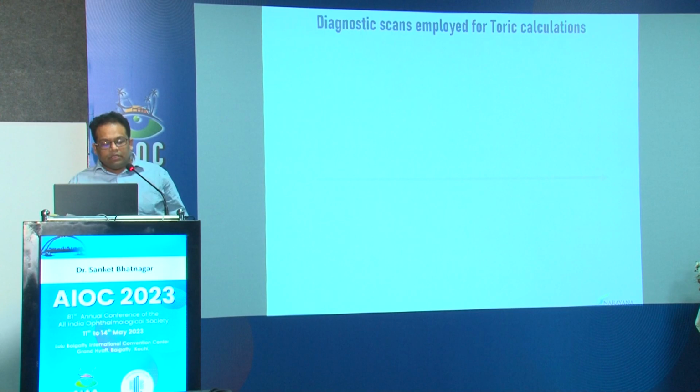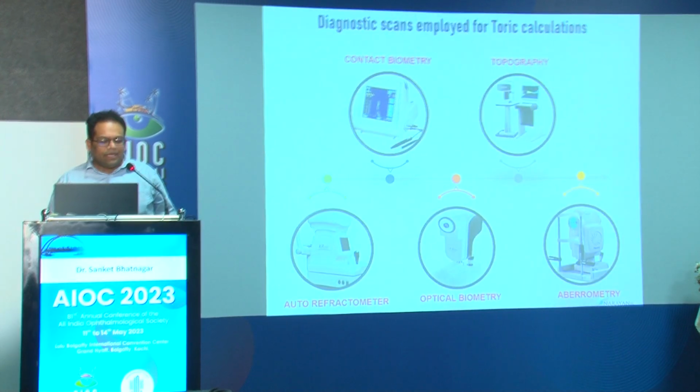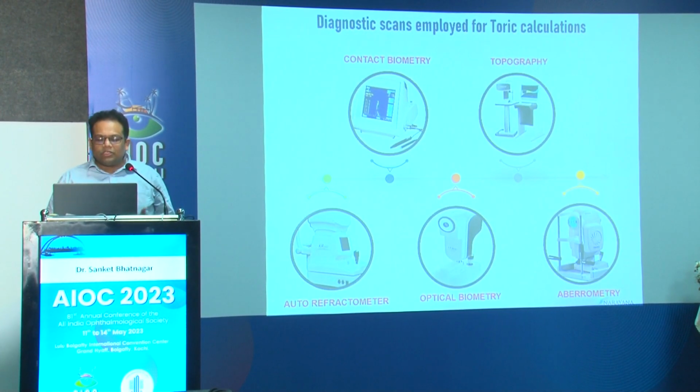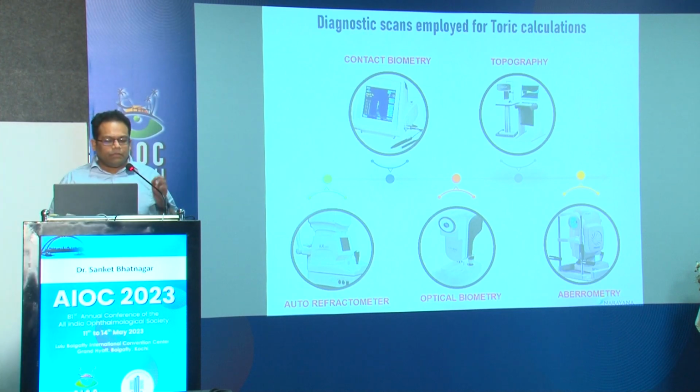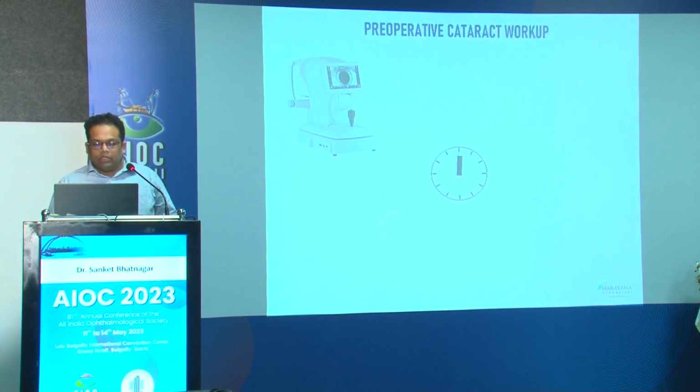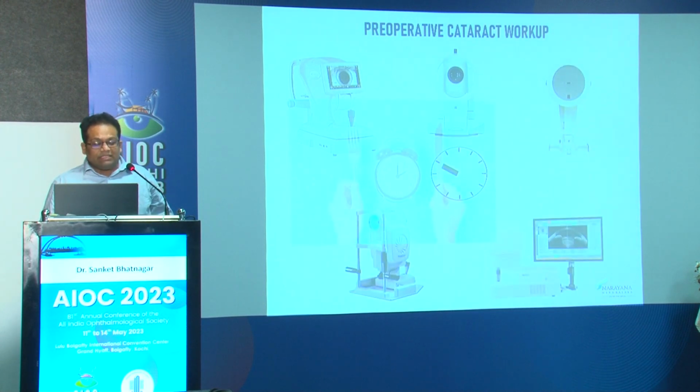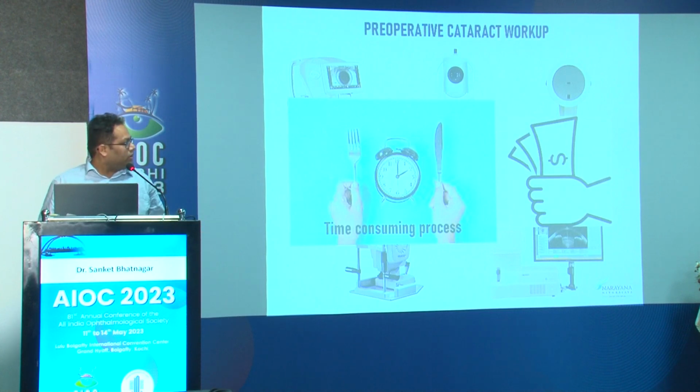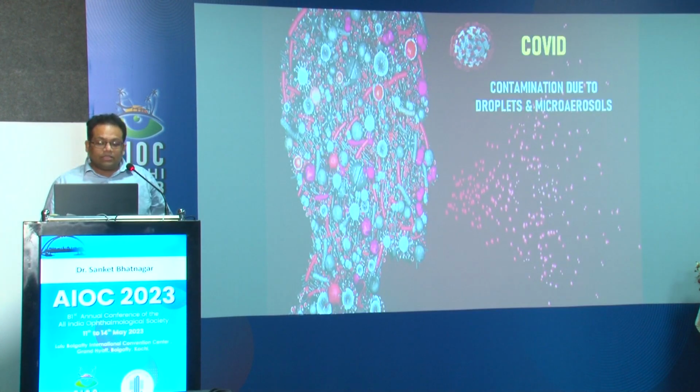So there are a number of machines at our disposal, most of them biometers, topography, and keratometry, but most pivotal is topography and biometry for toric calculations. But whenever we send our patients, most of whom are in the senile age group, through this battery of tests or scans, it is very cumbersome, very time consuming, and also puts a financial strain on the practitioner as well. Thus, COVID also has shown that we should shift our protocols.